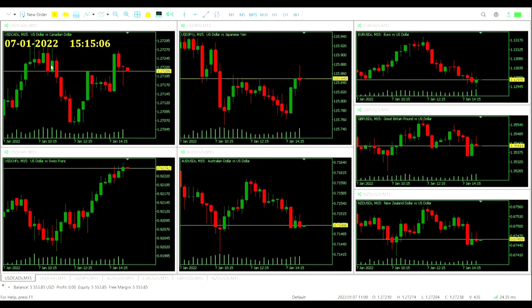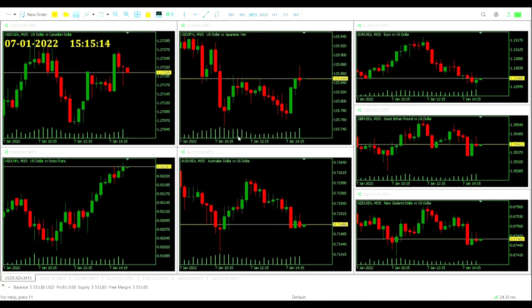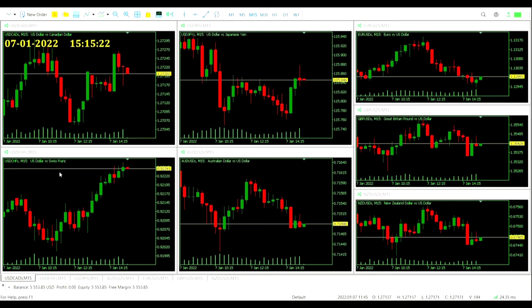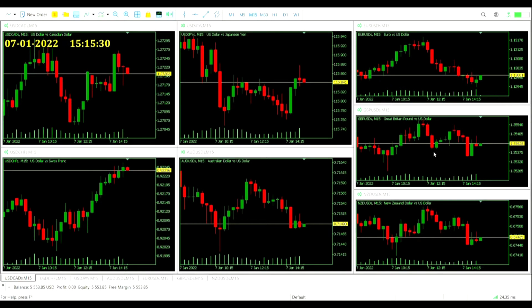Here we are just under 15 minutes before the release of the results, 7th of January 2022. It's first Friday of the month. And we have got all 7 of the US dollar major charts pulled up with the 15-minute time frame set on each of them. Got the CAD and the Swiss franc over here on the left, the yen and the Aussie in the middle, with the euro, the Great British pound and the Kiwi over on the right.